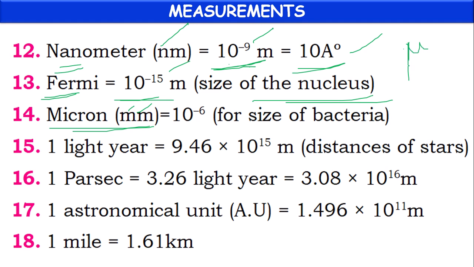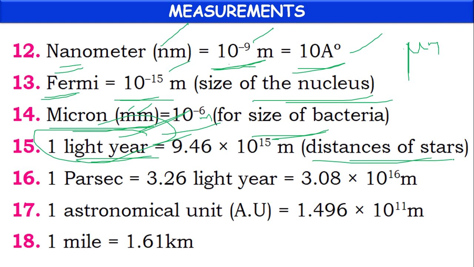Micrometer or micron, mu m, is 10 power minus 6 meter. It is used to measure the size of bacteria. Light year means distance traveled by light in 1 year. It is the unit of distance, not time, children. It is mainly used in calculating distance of stars, which is equal to 9.46 into 10 power 15 meter. 1 parsec, parallactic second.